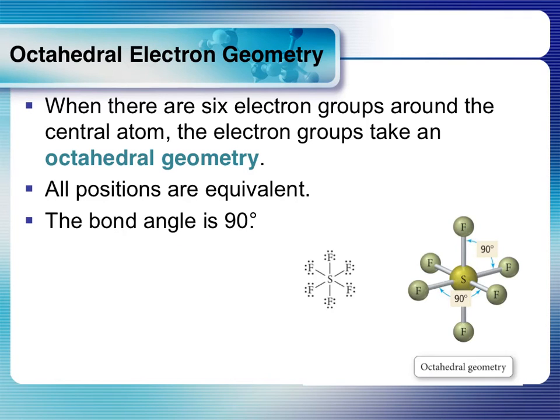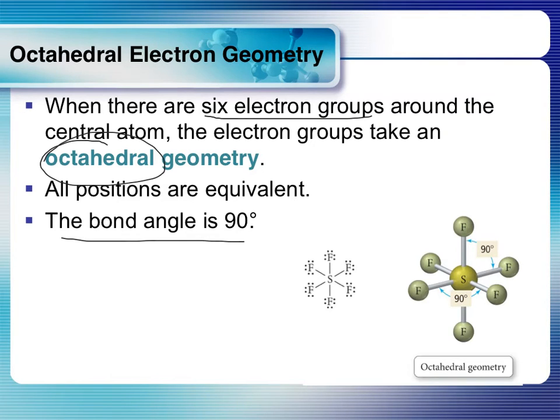This is the last electron domain shape, and that is when you have 6 electron domains around the central atom. That's called octahedral electron domain geometry. All positions are equivalent, so the only electron domain shape that has nonequivalent positions is the trigonal bipyramidal. So all of the bond angles in the octahedral are 90 degrees.